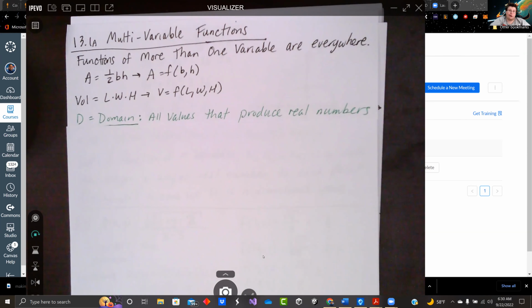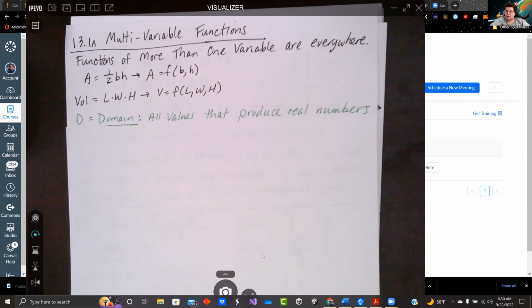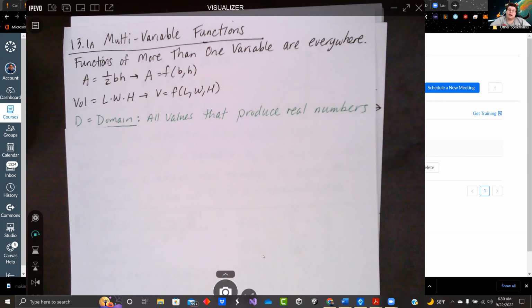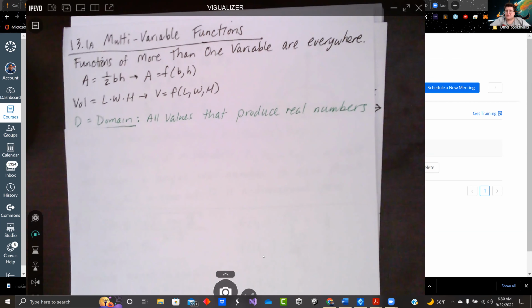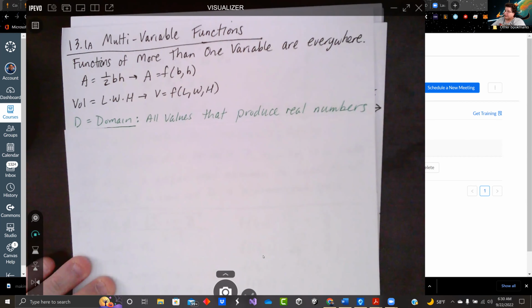And you've seen them before. Like area of a triangle, 1/2 base times height. It's a function of both base and height. If we look at the volume, volume is a function of length, width, and height of a cube or a rectangle. So you're familiar with them, and we're just going to start working with them.